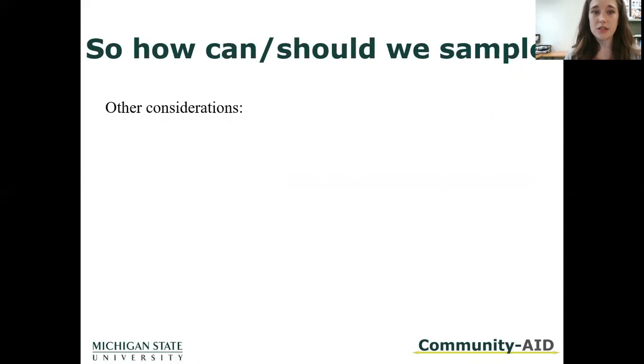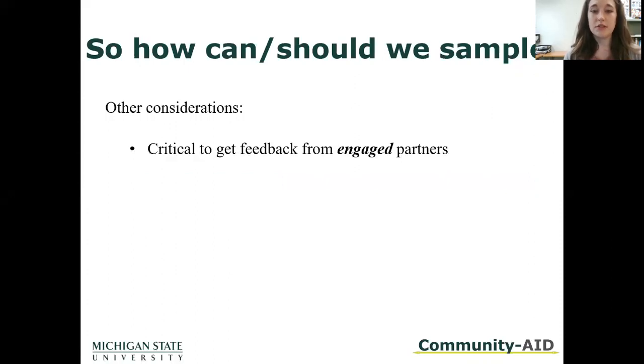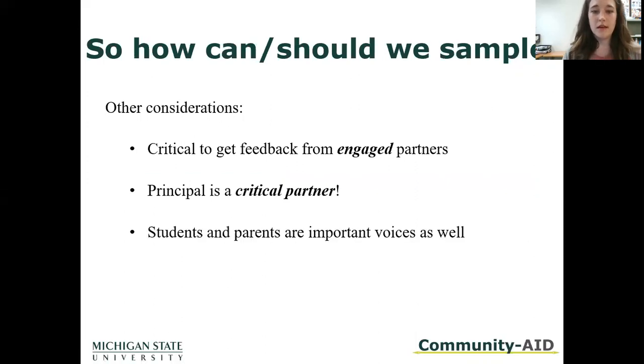And so some other considerations for collecting data: it's really critical to get feedback from engaged partners. You want to get people who know the things that are going on at your school, and not just a sample of all the partners. You want to select those that are really critical to get feedback from. We really want to drive home the point that the principal is a really critical partner for you to get their perspective. So really try hard to get their perspective. I know principals are busy, but try your best.